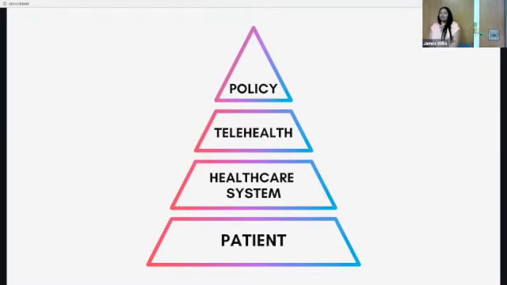However, after technical issues, the second most cited complaint was the gray area of legislative, ethical, and policy issues that surrounds telehealth implementation. So that brings us to our last level, policy.